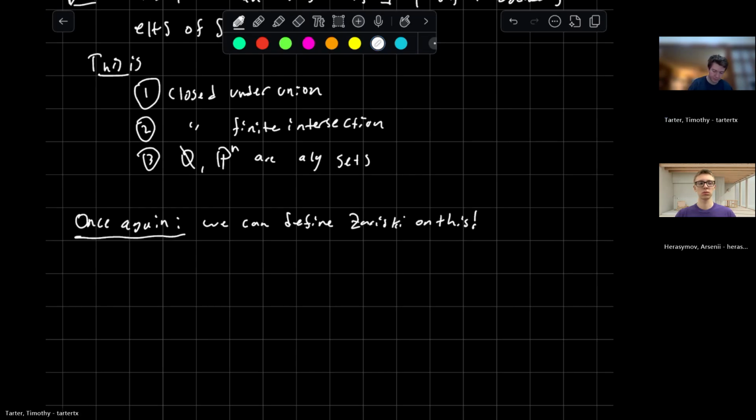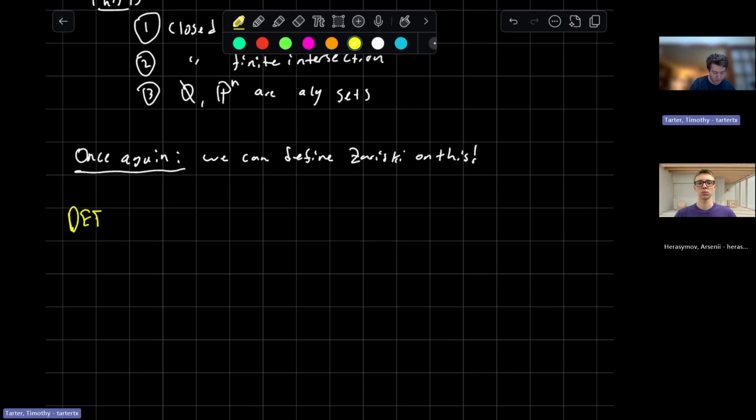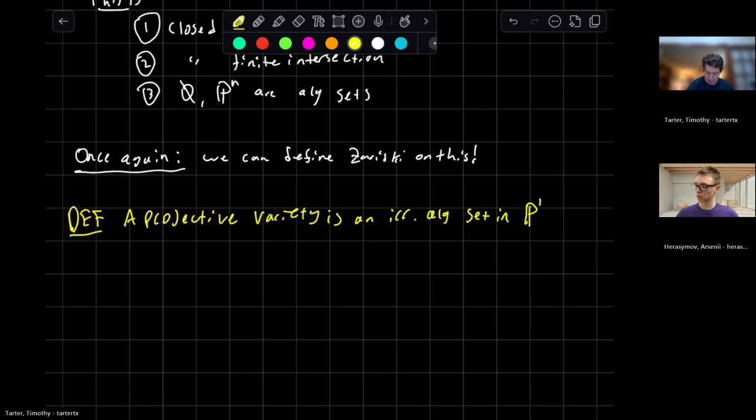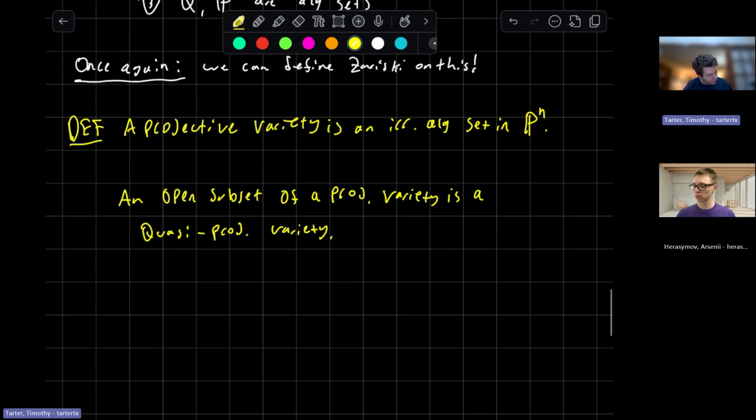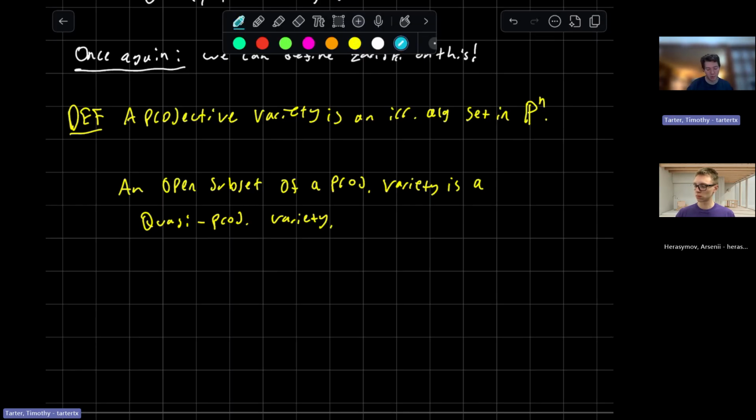And so then we get to our big definition. A projective variety is an irreducible algebraic set in Pn with the induced topology, and then an open subset of a projective variety is a quasi-projective variety. And then the dimension of either is its dimension as a topological space.